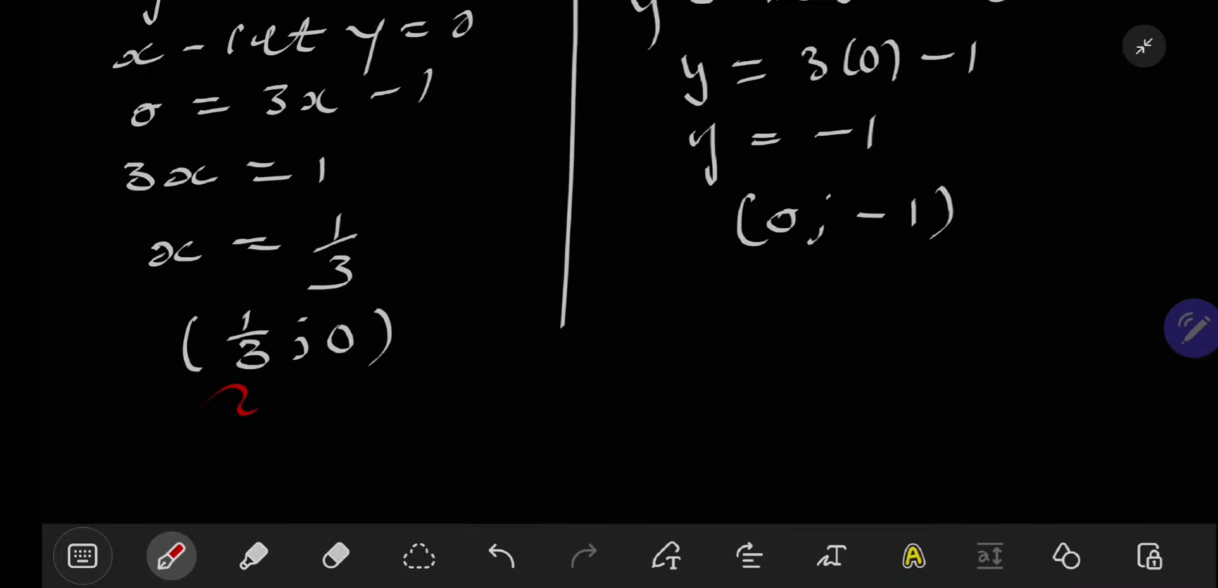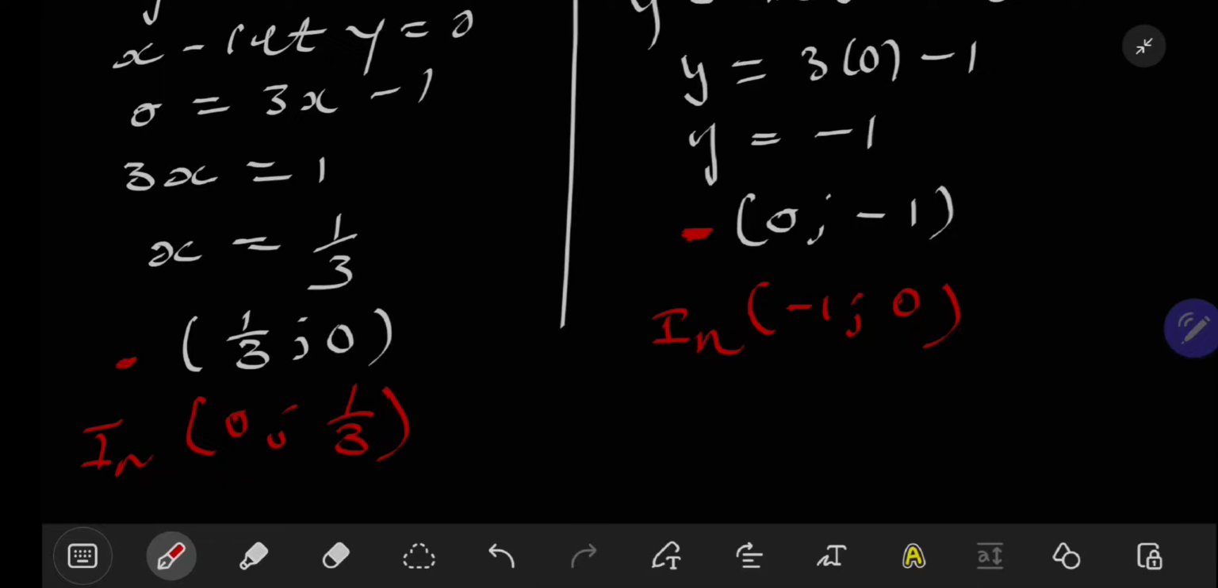The coordinates for the inverse function are going to be (0, 1/3) and (-1, 0). So these are the coordinates for the original function, and this one is for the inverse. This is for the inverse, and this is for the original function. We are going to prove that.